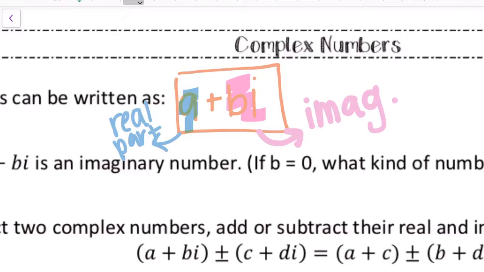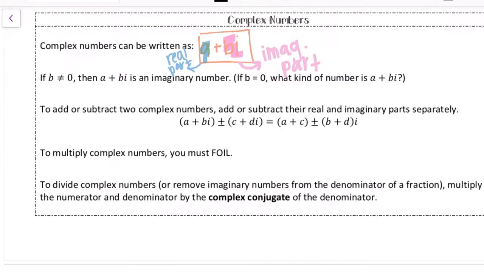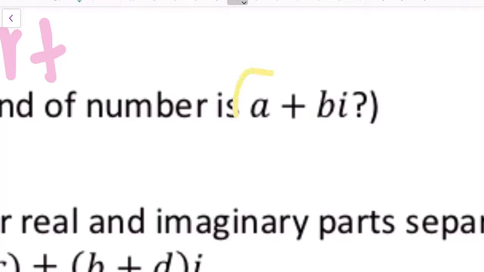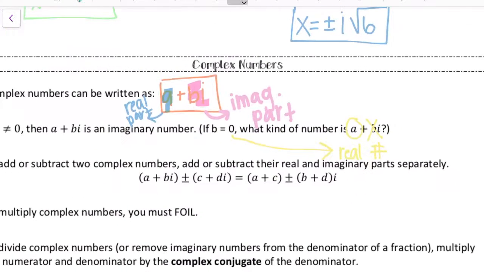And then in our next sentence, it says if b is not 0, then a plus bi is an imaginary number. So if you've got an i, basically you've got an imaginary number. Now, if b is 0, what happens? Then you just have a, which was your real part the whole time. So if b is 0, you have a real number. Together, your real and imaginary numbers make up your complex numbers, kind of like your rationals and irrationals make up your reals.